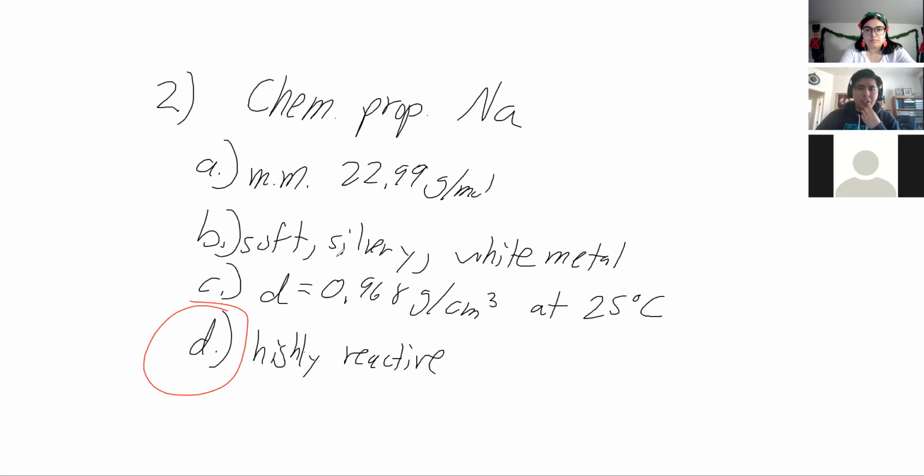And then the soft silvery white metal, we're just physically describing it. Density is another physical property, just seeing how dense it is. And the high reactivity, because chemically, we're looking at how things react. It's a little shorthand way of thinking of it. So it would be D, highly reactive.